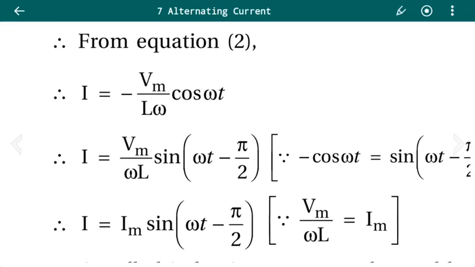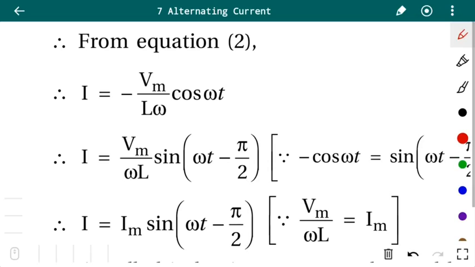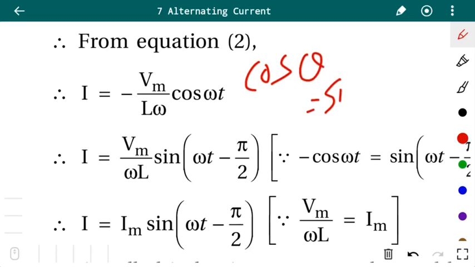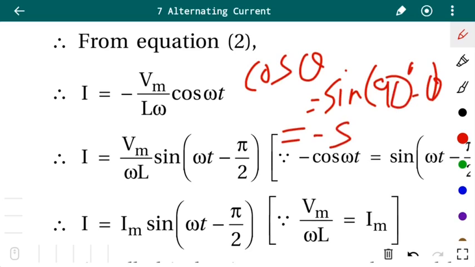Here we write cos in terms of sine. We know that cos theta equals sin of 90 degree minus theta, or it can be written as minus sin of theta minus 90 degree.